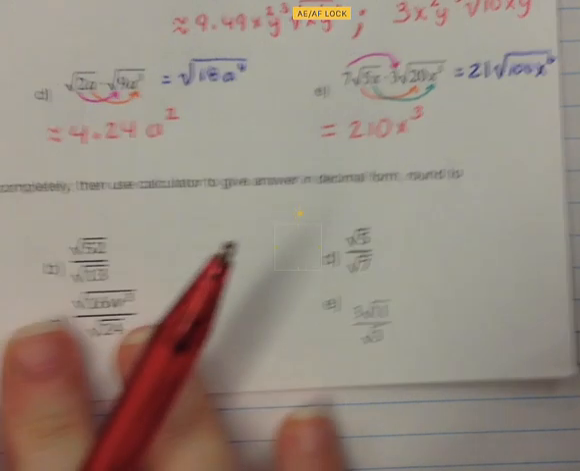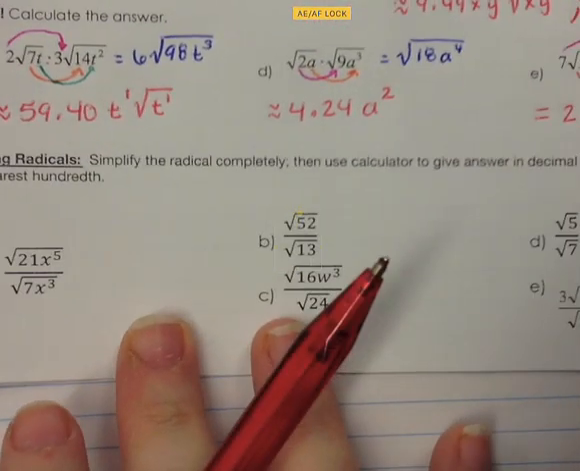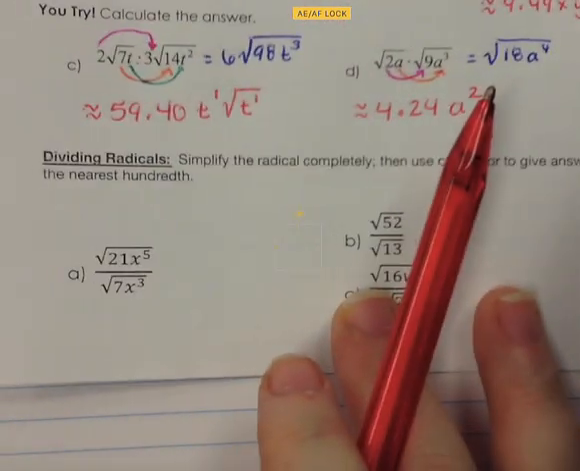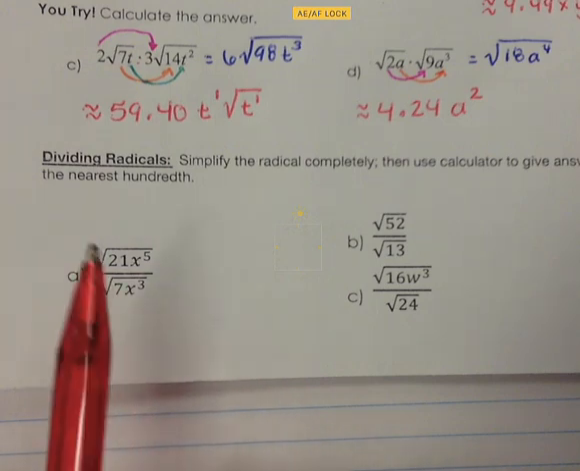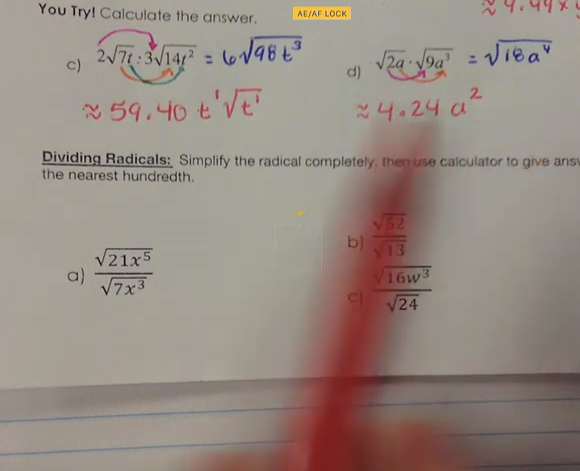Okay. On the division, we're going to do the same thing. We're going to simplify the radical completely, then use the calculator to give answers in decimal form. We're going to round to the nearest hundredth. We still want to simplify the variables, but we want to get the values in decimal form, just like we did these last 3 problems.